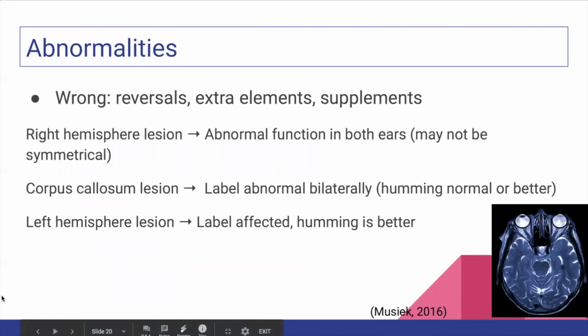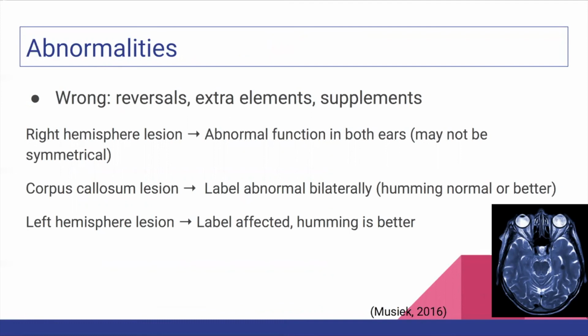The abnormalities for this test, so there are 3 things that they can do wrong. They can either reverse the pattern, they can add extra elements to the pattern, or they can use supplements such as tapping their foot on the ground or using hand gestures to make the test easier for them.